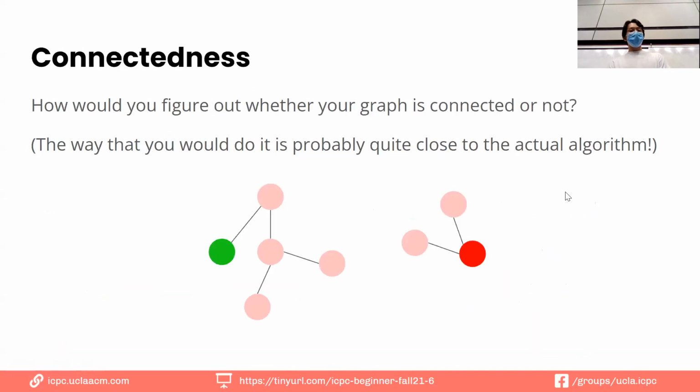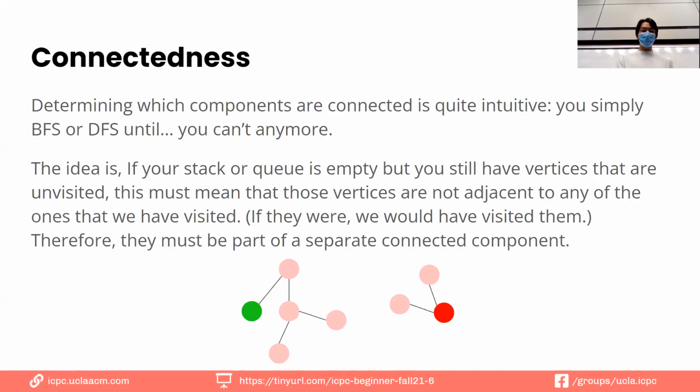Okay. So connectedness. How are we going to figure out if our graph is connected or not? The way that we're going to do that is the way that you would do it intuitively, and it's very similar to how we would do it in an algorithm. We're just going to BFS or DFS, which is also known as traversing the graph, until we can't anymore. So the idea is if your stack or queue is empty, but you still have vertices that are unvisited, that means those vertices are not adjacent to any of the vertices that we have visited. If they were adjacent, then we would have already visited them, because BFS and DFS are exhaustive. It's going to go through every single edge and check it. Therefore, they must be a part of a separate connected component.